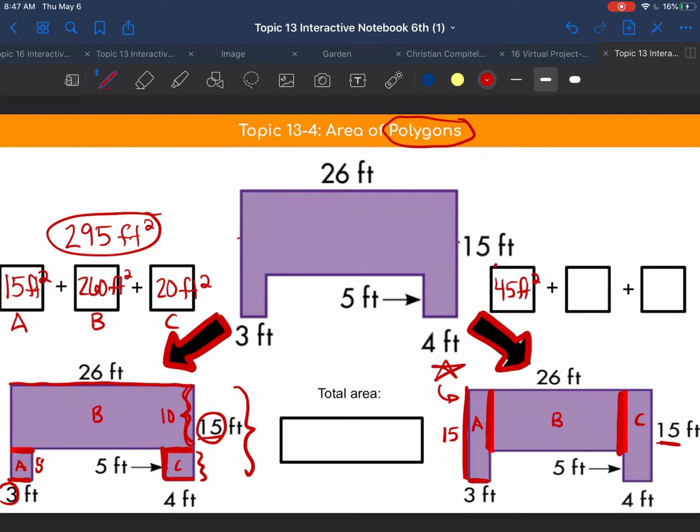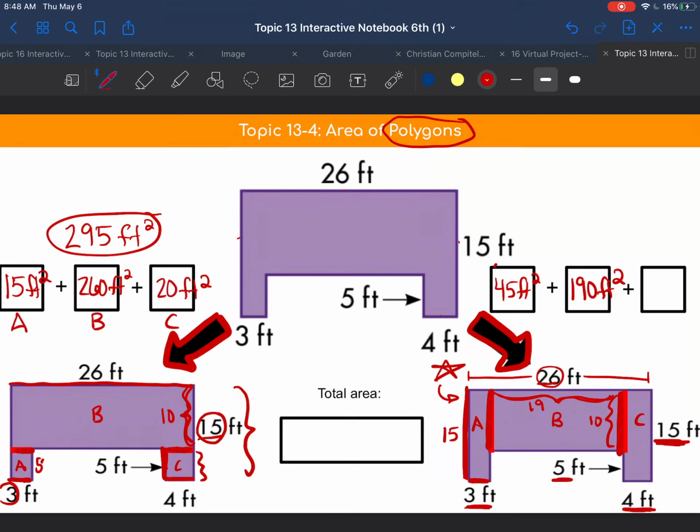B, okay, now this is a little trickier for B because 26 is the whole entire thing. But we just want to know this. So again, what dimensions are we given that we can use to help us find the length of B? Well, we know that down here is 3 and down here is 4, the ends. So 3 plus 4 is 7. And we can subtract that from 26 to figure out what this missing section is. So 26 minus 7 will give us 19. So it would be 19 times, and then again, this section, which we don't know as well, is 15 minus 5, so it will be 10. So 19 times 10 is 190 feet squared.